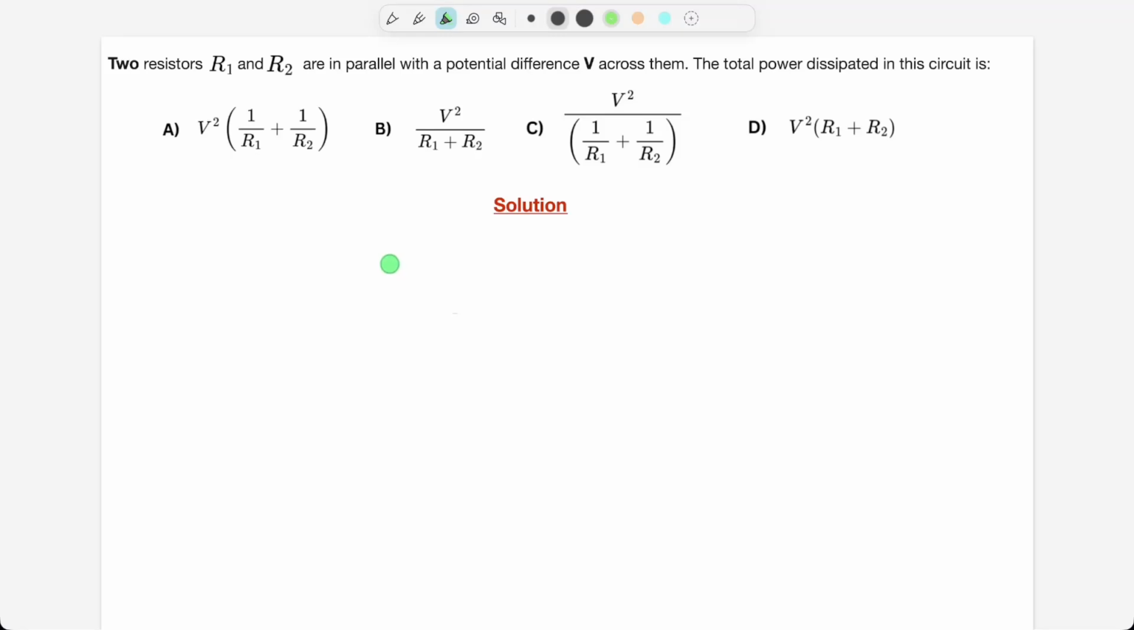In today's video, I'm going to show you how to solve this problem. This is a problem on simple electric circuit. Let's look at the problem.